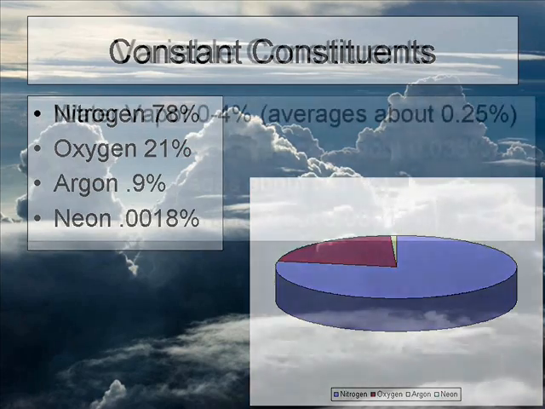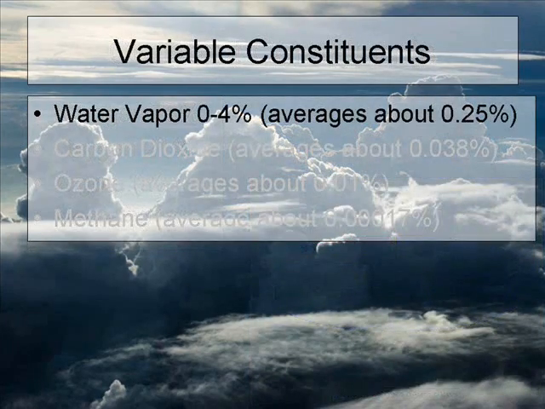You can go to the top of a mountain, you can go to the middle of a desert, you can go up in a hot air balloon. There's still going to be 0.9% of the atmosphere that is argon, and 78% of the atmosphere is going to be nitrogen, and so on. That's not the case with the variable constituents. We're going to talk about the concentrations of four important variable constituents of the atmosphere over the course of the next few minutes.